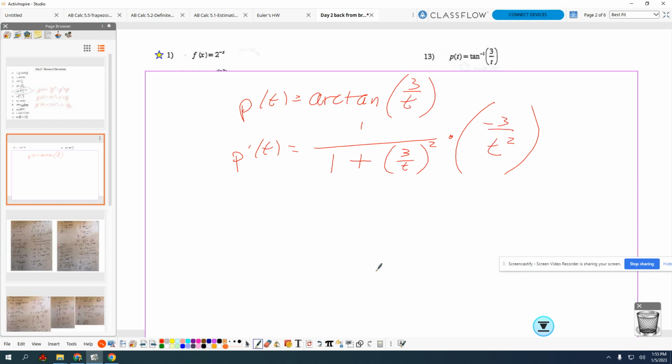So this, guys, actually cleans up a bit. That negative 3 over t squared, with 1 plus 9 over t squared, distributing that out. That is what the derivative cleans up to be.